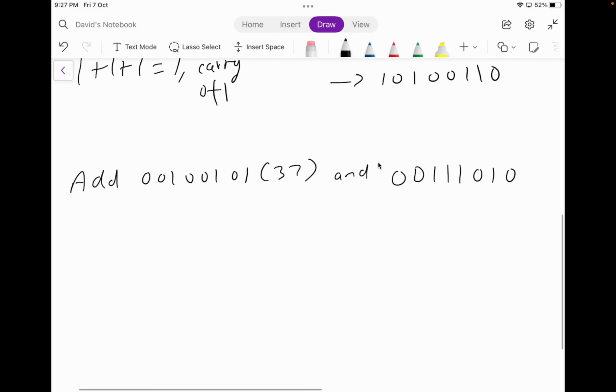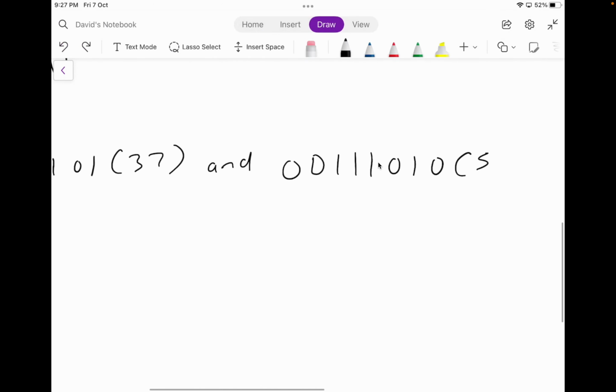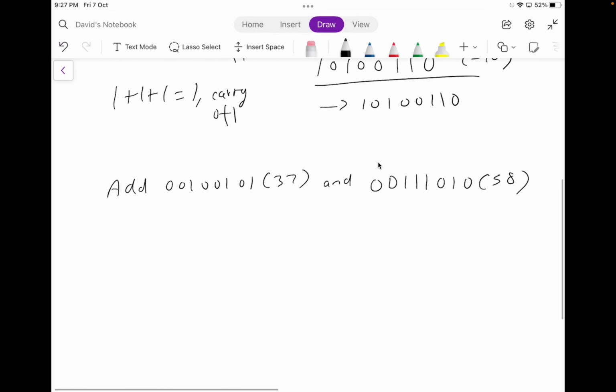0011101010. Do take into consideration, this is going to be 58, by the way. Do take into consideration the zeros and ones carefully and analyze them. So what I'm going to do is arrange it: 0, 0, 1, 0, 0, 1, 0, 1, 0, 0, 1, 1, 1, 0, 1, 0. So I've arranged it. Now what I'm going to do is add this.